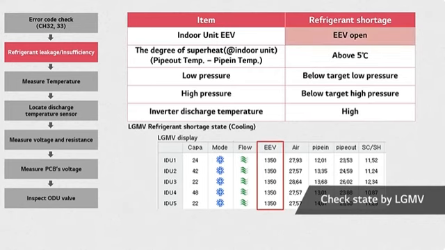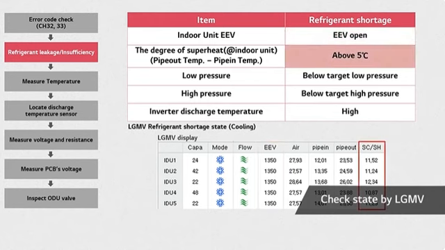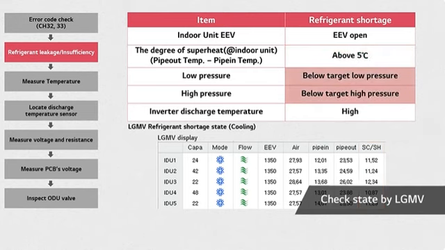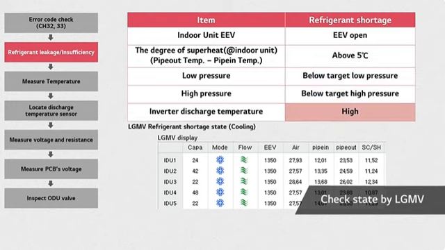You can tell that the refrigerant amount is insufficient when the indoor unit EEV is fully open and the degree of superheat at the indoor unit is above 5 degrees. Superheat is the difference between the pipe-out temperature and the pipe-in temperature of the indoor unit. Also, when both low and high pressure are below the target pressure for each, or the discharge temperature of the inverter is higher than usual, you can tell there is a lack of refrigerant.